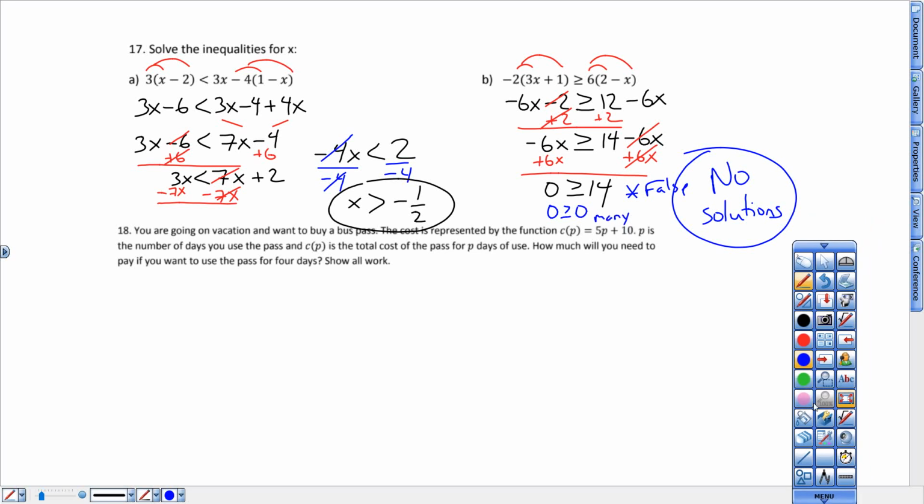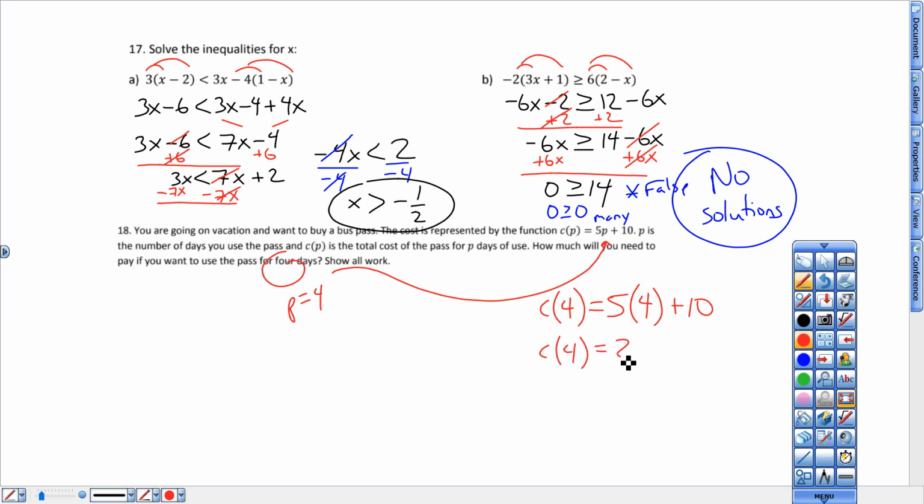They want you to plug in P. P is 4 days. So they want you to plug in P is 4 right here. So here I go. The cost after 4 days is 5 times that 4 plugged in right there, plus that 10. The cost after 4 days is 20 plus 10. The cost after 4 days is 30. That's what that is. After 4 days, the cost is $30. That's what that's asking right there.